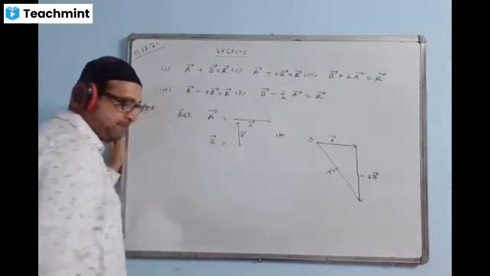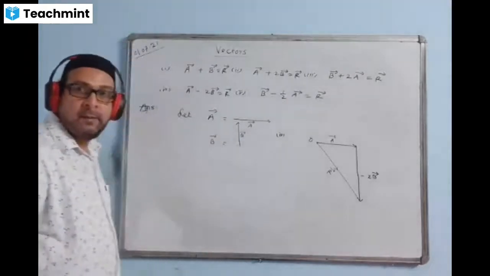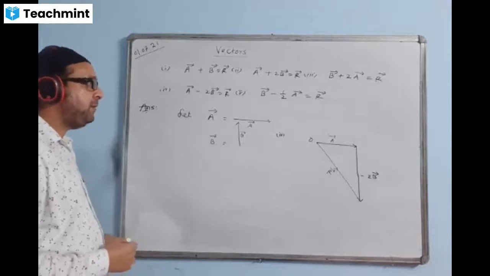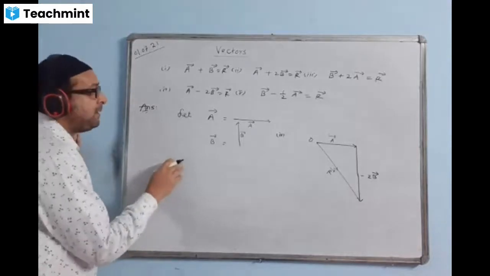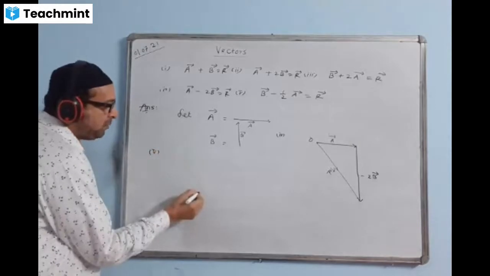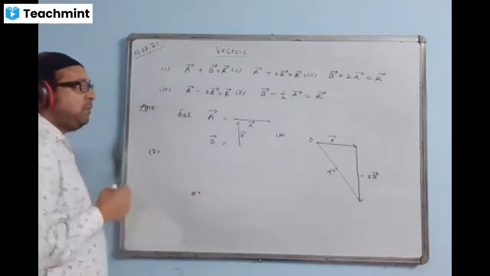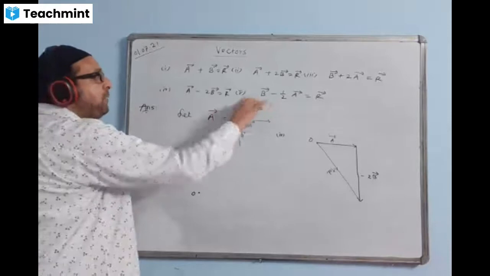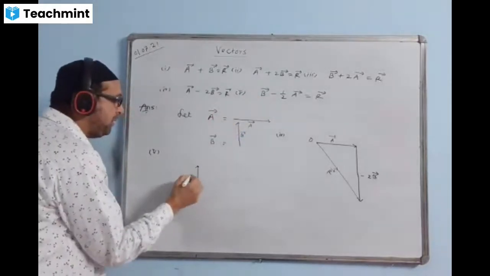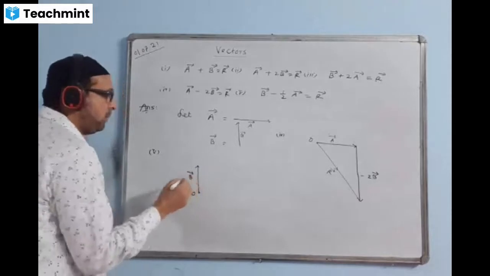B minus half A. So, how to do the vector diagram of B minus half A? B minus half A, fifth case. Let us start with the origin. Always start from the origin O. We see B with a positive sign. So start with B positive in the same direction, and the magnitude will be the same.